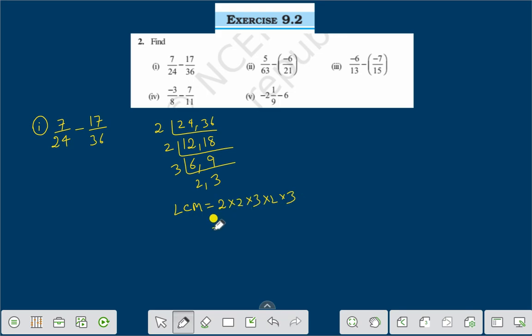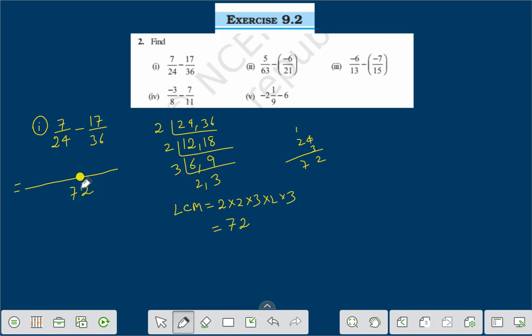That comes to 2 twos are 4, 4 threes are 12, 12 twos are 24, and 24 into 3 is 72. Therefore we got the LCM as 72. Now LCM is 72, therefore here we write the denominator as 72.